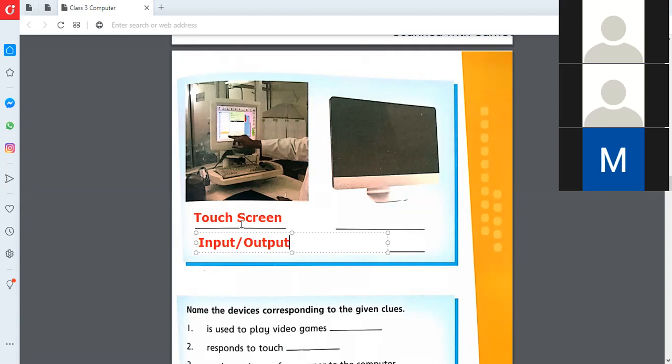If you see, the person is typing on the screen. The person is typing on the screen, but at the same time, the person is viewing the results by his eyes from the screen. So at the same time, it is an input device and a output device. So it's a touch screen and input and output at the same time. Both things are in it. So input and output both are there.